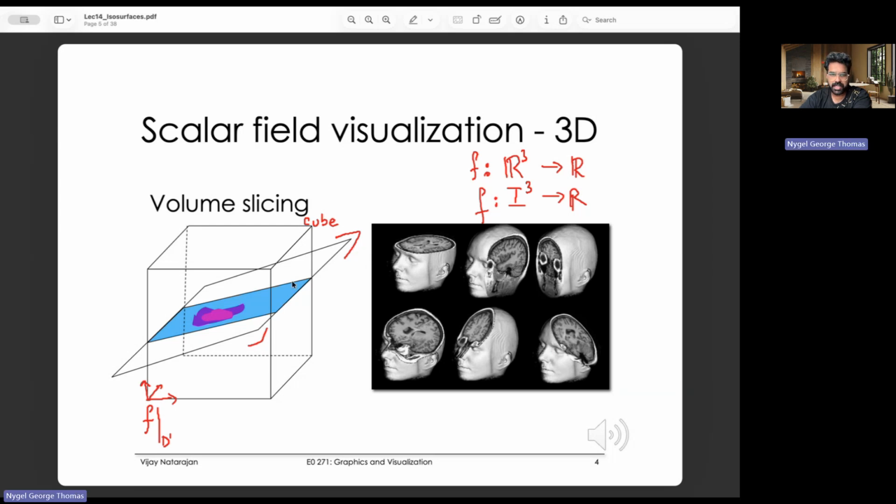There are multiple ways you can do the slicing. You can do axis parallel slicing, where you slice parallel to the three coordinate axes. Or you can slice along some arbitrary direction. In the axis parallel case, we already have the data points available to us. If you're doing non-axis parallel slicing, then you have to interpolate the function values at the arbitrary points, using some linear or bilinear interpolation technique.